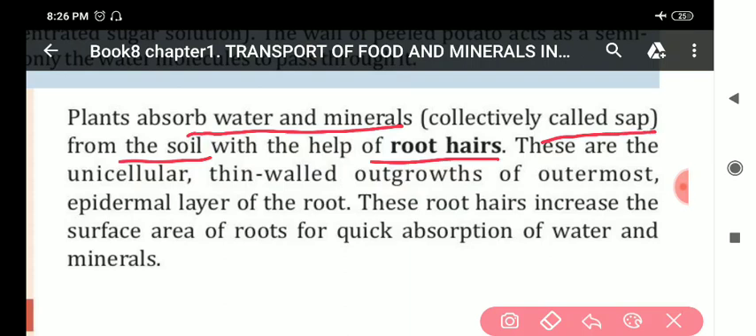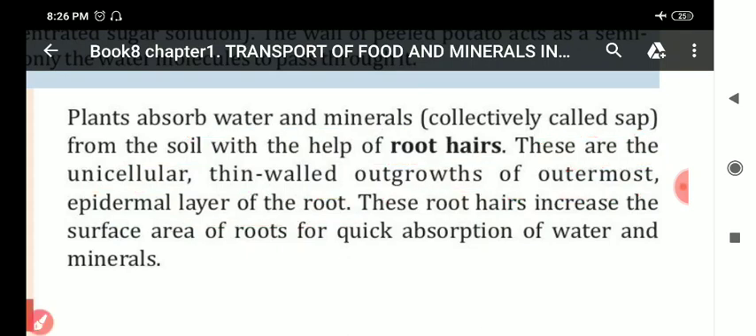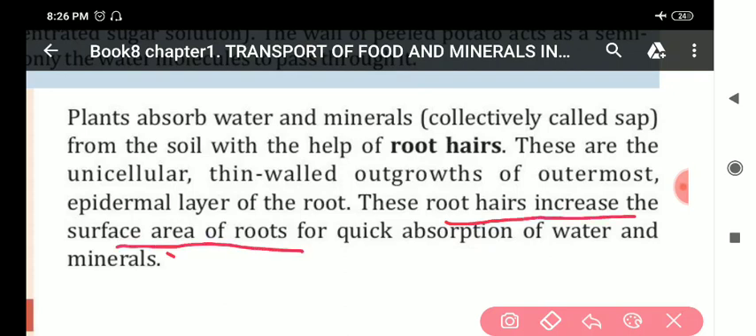Now, my dear students, the root hairs are the unicellular, thin walled outgrowths of the outermost epidermal layer of the root. So, these root hairs arise from the epidermal layer of the root. The root hairs increase the surface area of roots. Clear? That is the function of root hairs.